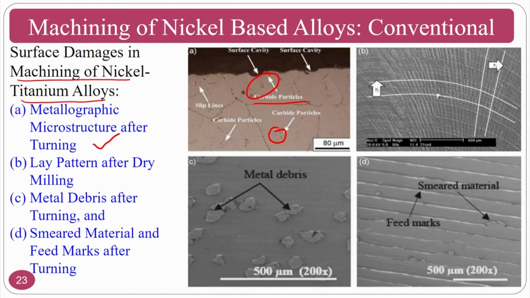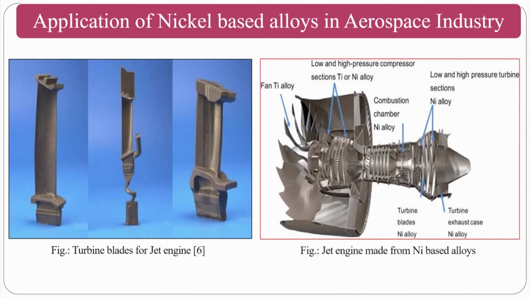So lay pattern after the dry milling, the predominant direction of surface roughness is clearly observed. At the same time, metal debris after the turning operation, how the metal debris are still there on the surface. Smeared material and feed marks. The smeared material is here, at the same time these are the feed marks that are observed during the milling of these superalloys.